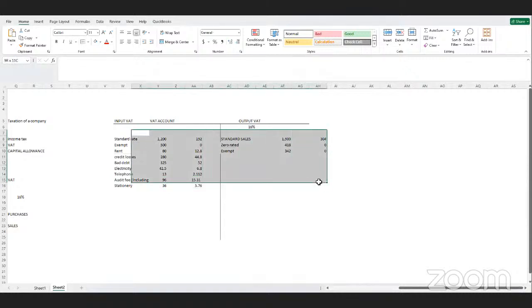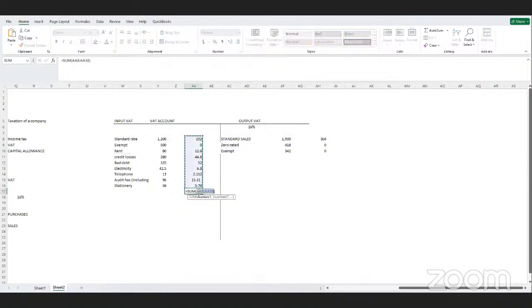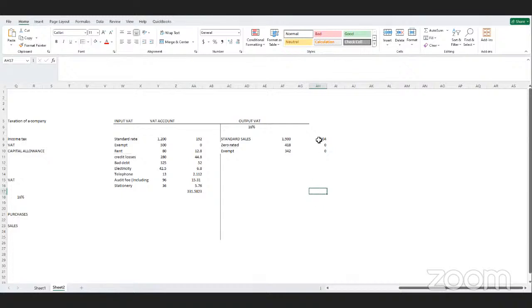So now you will compare the two. Whichever is higher, we are not interested in the net value. We are interested in the VAT element. So this one is 330, 331, and then the other one is 300. So in this case, we have the VAT refundable because the input is more than the output. So it will be a VAT refundable of this minus that. So we have the VAT refundable of 27.